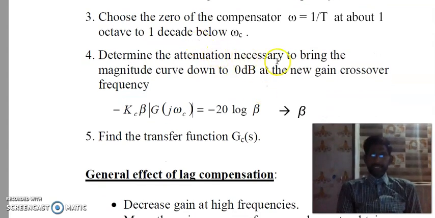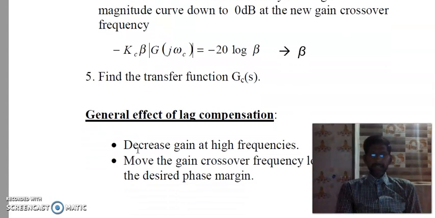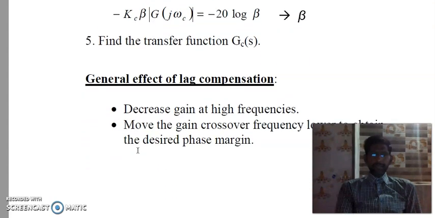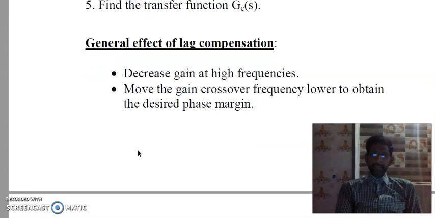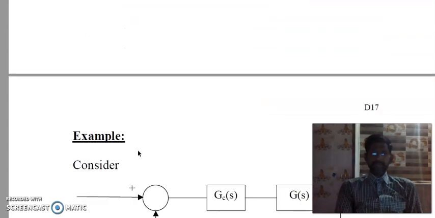Determine the attenuation necessary to bring the magnitude curve down to 0 dB at the new gain crossover frequency. The fifth step is to find the transfer function of the lag compensator network. The effect of the lag compensator is that it decreases the gain at higher frequencies. It also moves the gain crossover frequency lower to obtain the desired phase margin.